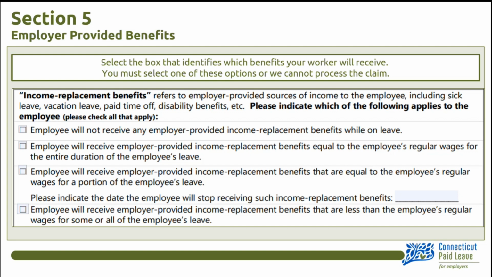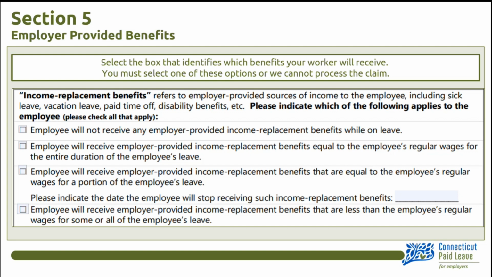If you check this box, we will have to deny the claim for benefits because of the law requiring that the employee cannot receive more than 100%. In that situation, the worker's bucket of up to 12 work weeks of Connecticut paid leave benefits remains untouched and available to them if they have another qualifying situation.